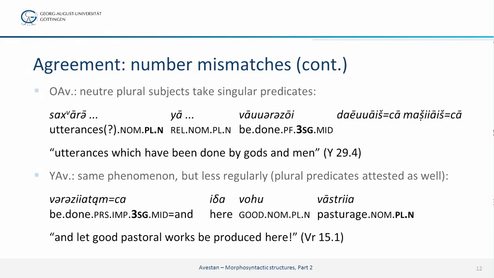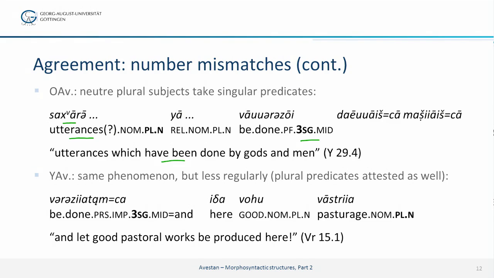We have met the first example before when looking at the realization of agents in passive clauses. Here, the neuter plural sąstrā, utterances, we are not entirely sure what it means, goes with the third person singular perfect form vāuuərəzōi, have been done, representing this typical Old Avestan mismatch.